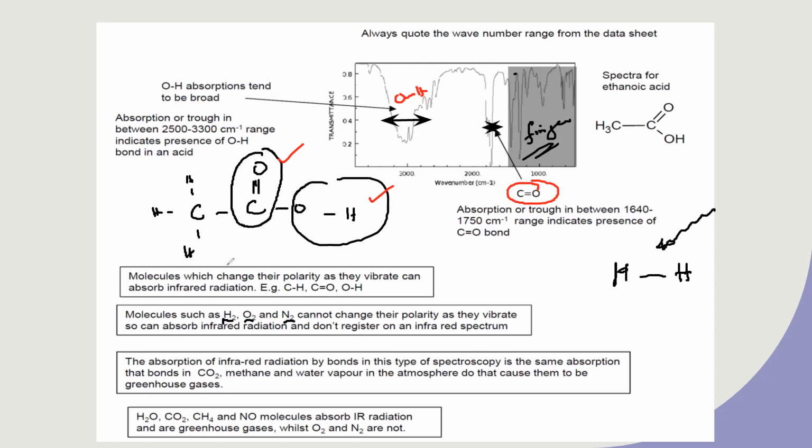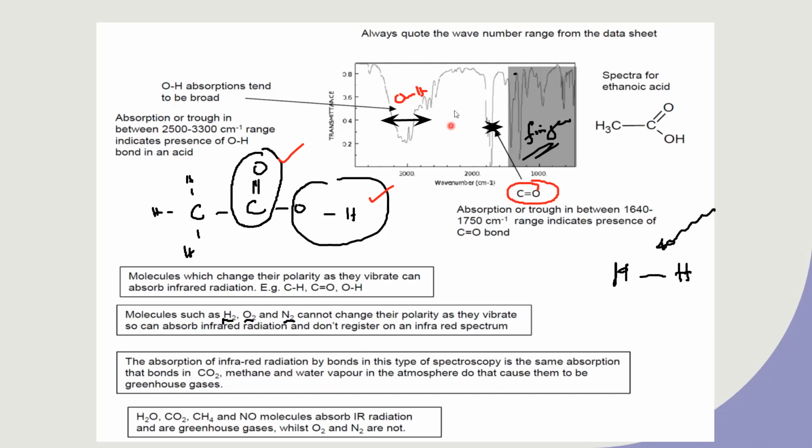So absorption of infrared radiation by bonds depends on the difference in polarity. Absorption of infrared radiation by bonds in this type of spectroscopy is the same as absorption by bonds in CO2 or methane, CH4, or water, which cause global warming. So CO2, CH4, water and NO molecules have the tendency to absorb infrared radiation and are known as the greenhouse gases.